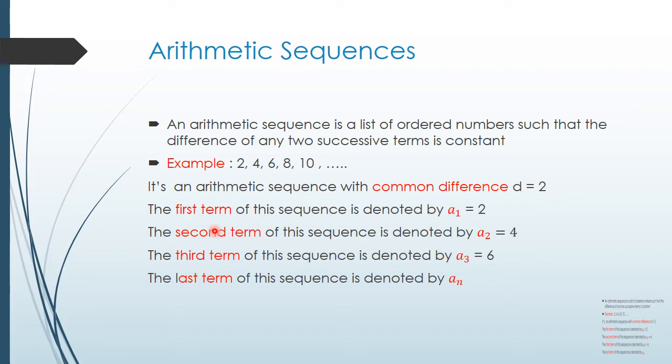The first term of this sequence is denoted by A1 and is of value 2. The second term is denoted by A2 and is of value 4. The third term of this sequence is denoted by A3 and its value is 6, and so on. The last term of the sequence is always denoted by AN.